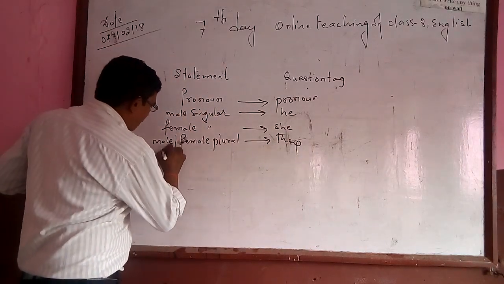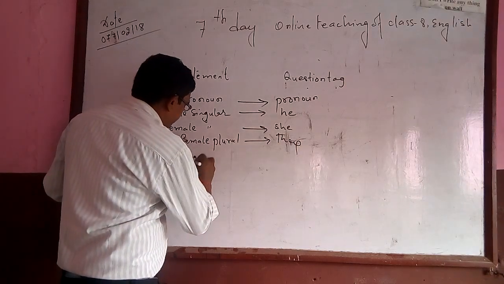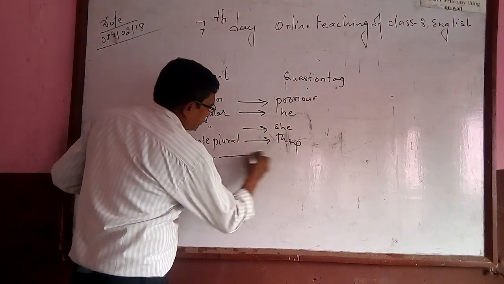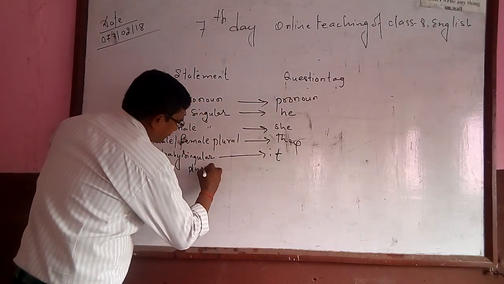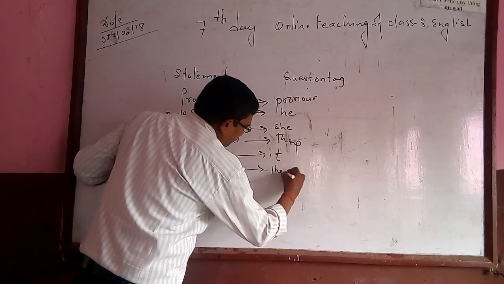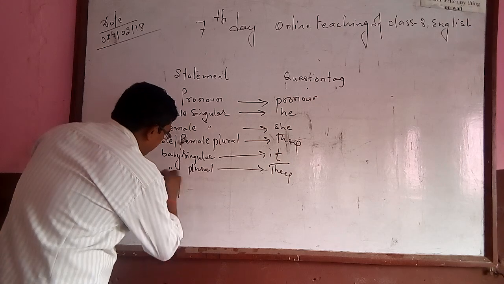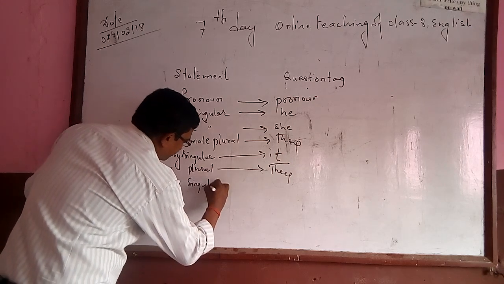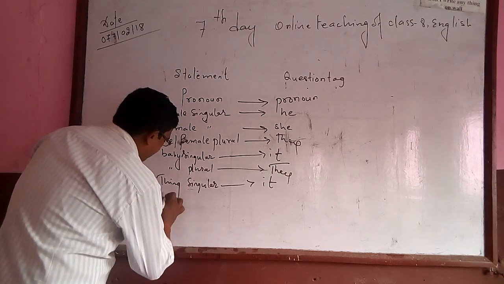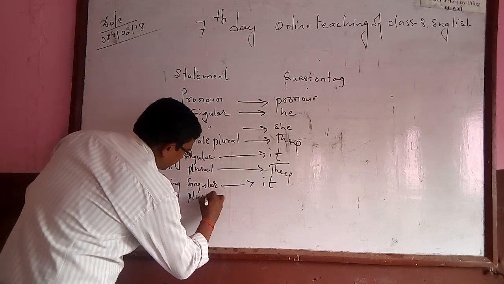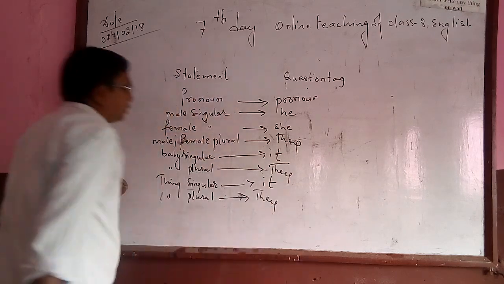Similarly, if there is baby singular, it. Baby plural, they. Likewise, thing singular, it, and thing plural, then they.